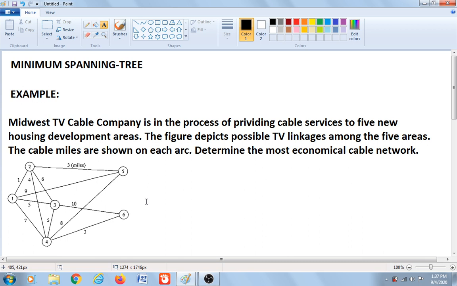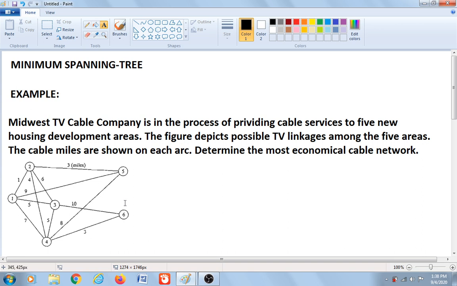So this is a minimum spanning tree problem because we want to connect the villages by using cable, and we want the total distance of the cable to be minimum, and the connection between villages using that cable can be direct or indirect. And see that there is no arc between 5 and 6.